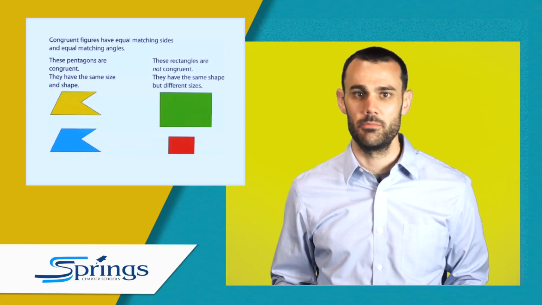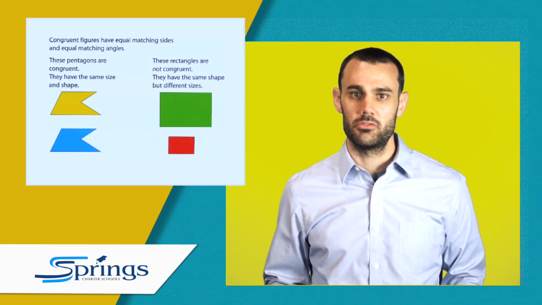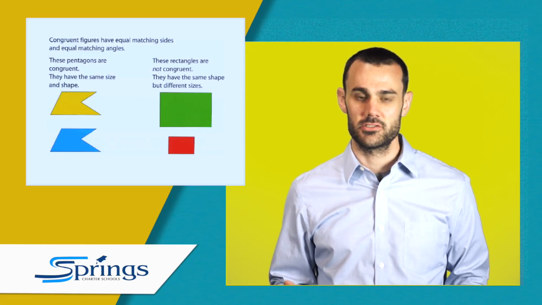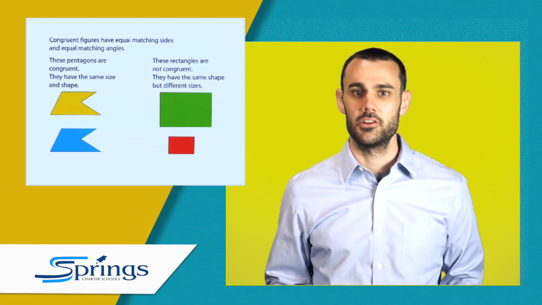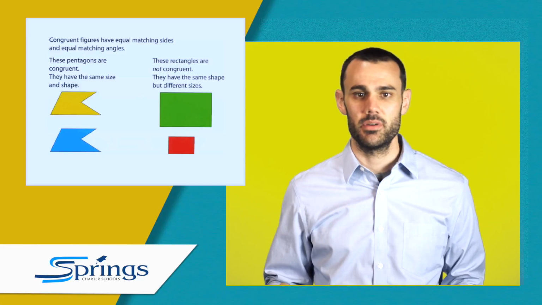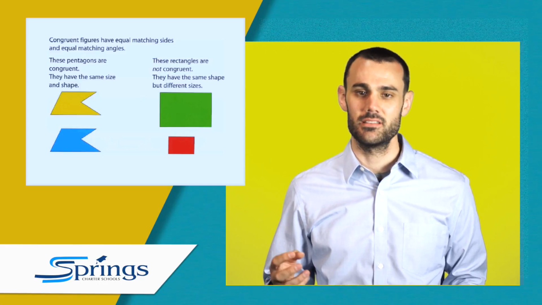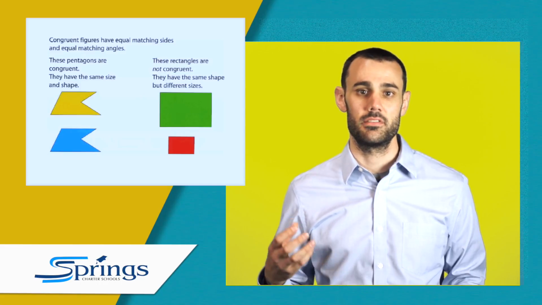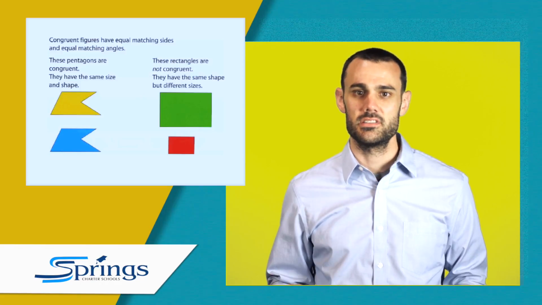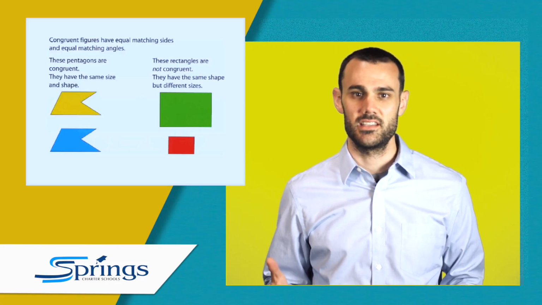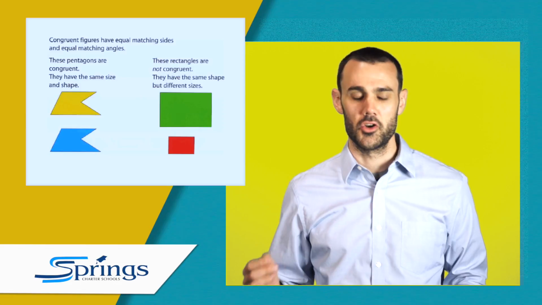So here's an image that will help you remember these things. We have a green rectangle and a red rectangle on our screen here. These rectangles are not congruent. However, they are the same shape, but they are different sizes. So if I were to lay the red rectangle on top of the green rectangle, you would notice that you would still see part of the green rectangle sticking out, which means that these are not congruent.